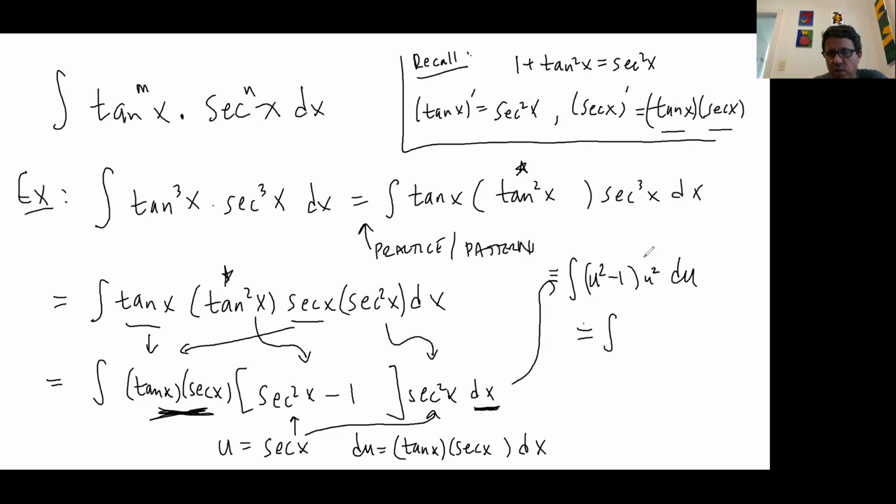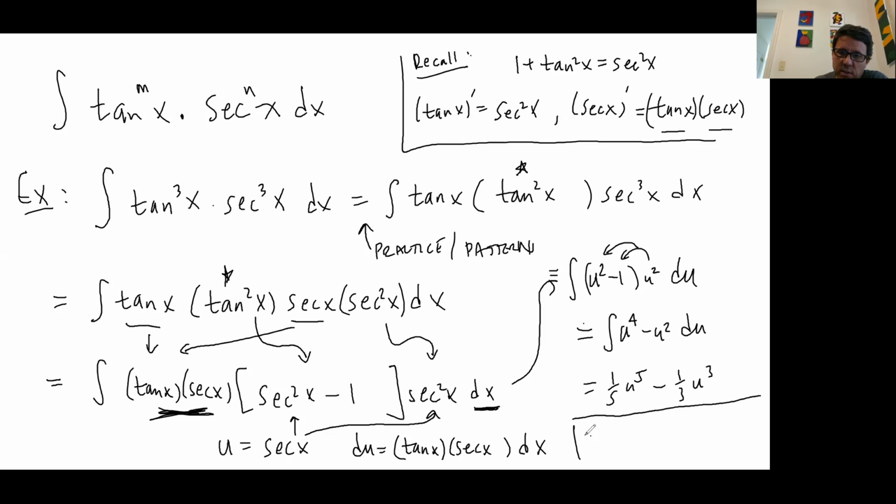So now I can actually work this out. Distribute this through. I get u to the 4th minus u squared. This is an easy integral. I get 1/5 u to the 5th minus 1/3 u to the 3rd. And then I replace those u's. I'll get 1/5 secant to the 5th minus 1/3 secant cubed plus c. Now I'm done with that, with the plus c on it.